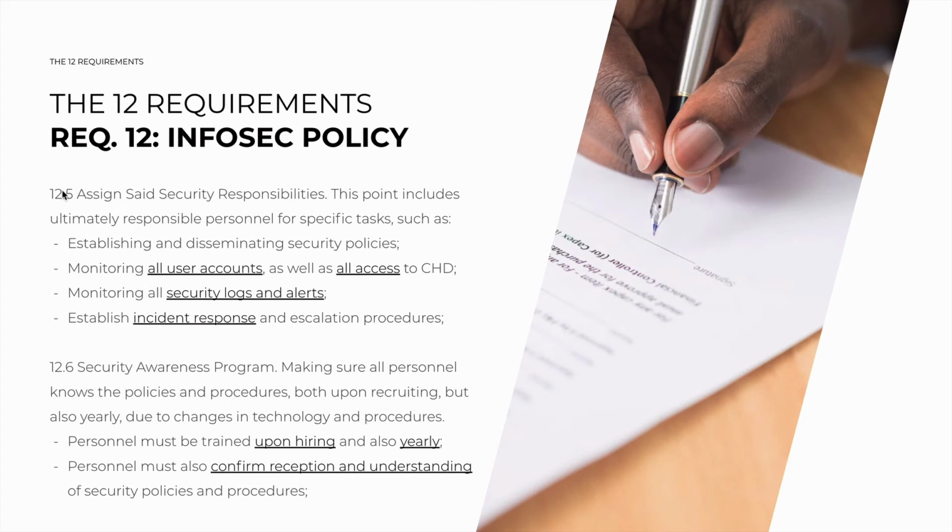Then, 12.5 is about assigning set security responsibilities. This point includes having ultimately responsible personnel for specific tasks, which can include, for example, first, someone responsible for establishing and disseminating the actual policies, someone responsible for monitoring all user accounts, as well as all access to cardholder data, then someone responsible for monitoring all security logs and all alerts, or someone responsible for establishing incident response procedures and escalation procedures, as well as actually executing them.